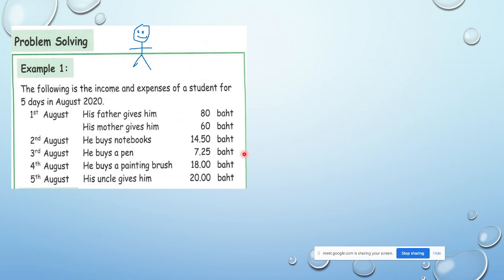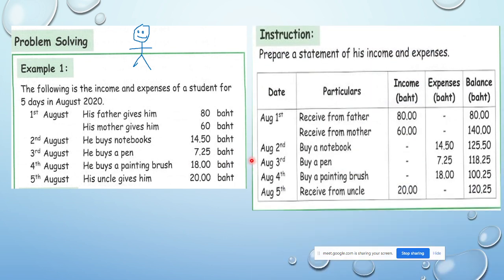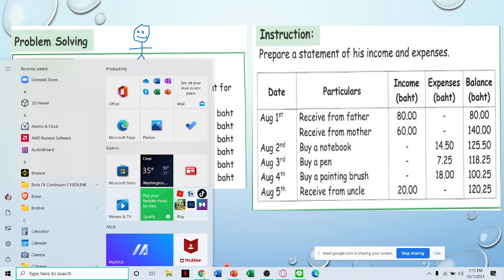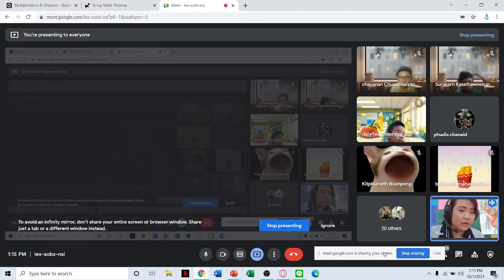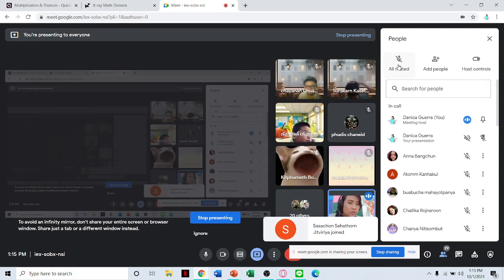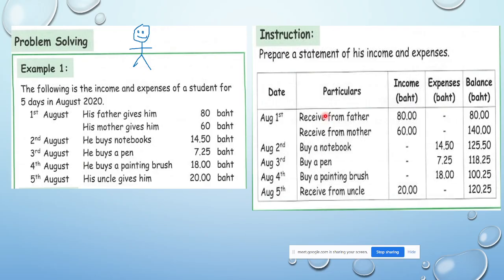Okay, now let us talk about his income and expenses. When you see this table, we have the date, particulars. When you say particulars, that one shows where did you use the money for, or where did you get that money.